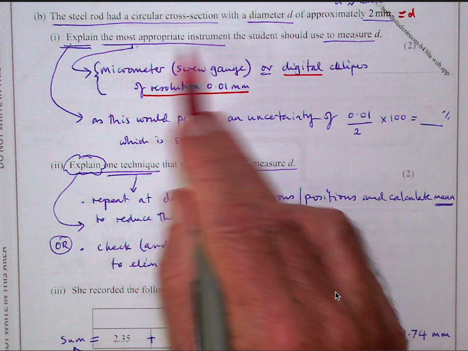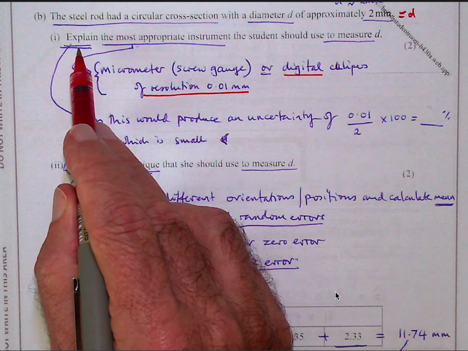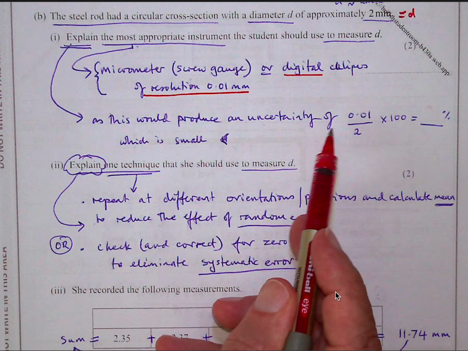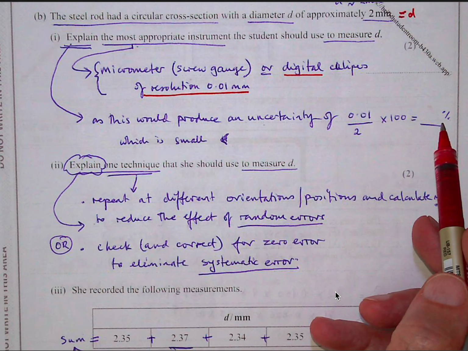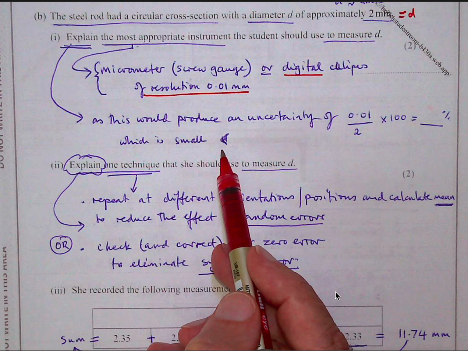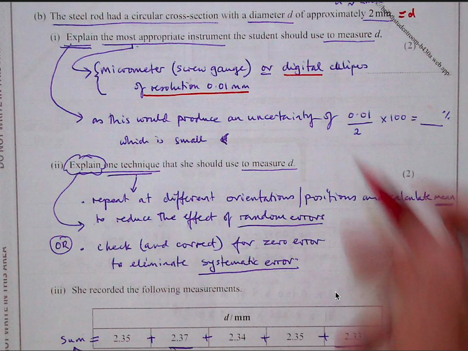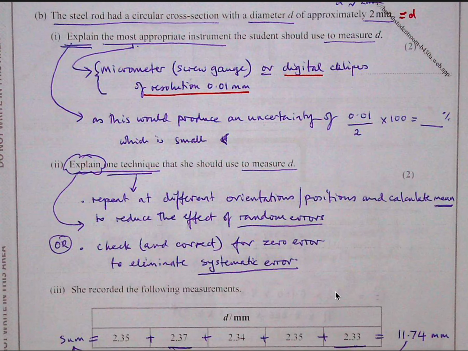So you're saying which is the most appropriate one, that's stating it, but they want you to explain. So be careful when they say explain. And then you say, as this would produce an uncertainty of 0.01 out of 2 millimeters, which will give you a certain percentage, which is very small. Yes? So they want you to talk about the uncertainty being very small. In the mark scheme, they've actually calculated what it is. So you could actually calculate it. So remember what I said, drive the point home to make sure that they can't have an excuse not to give it to you.